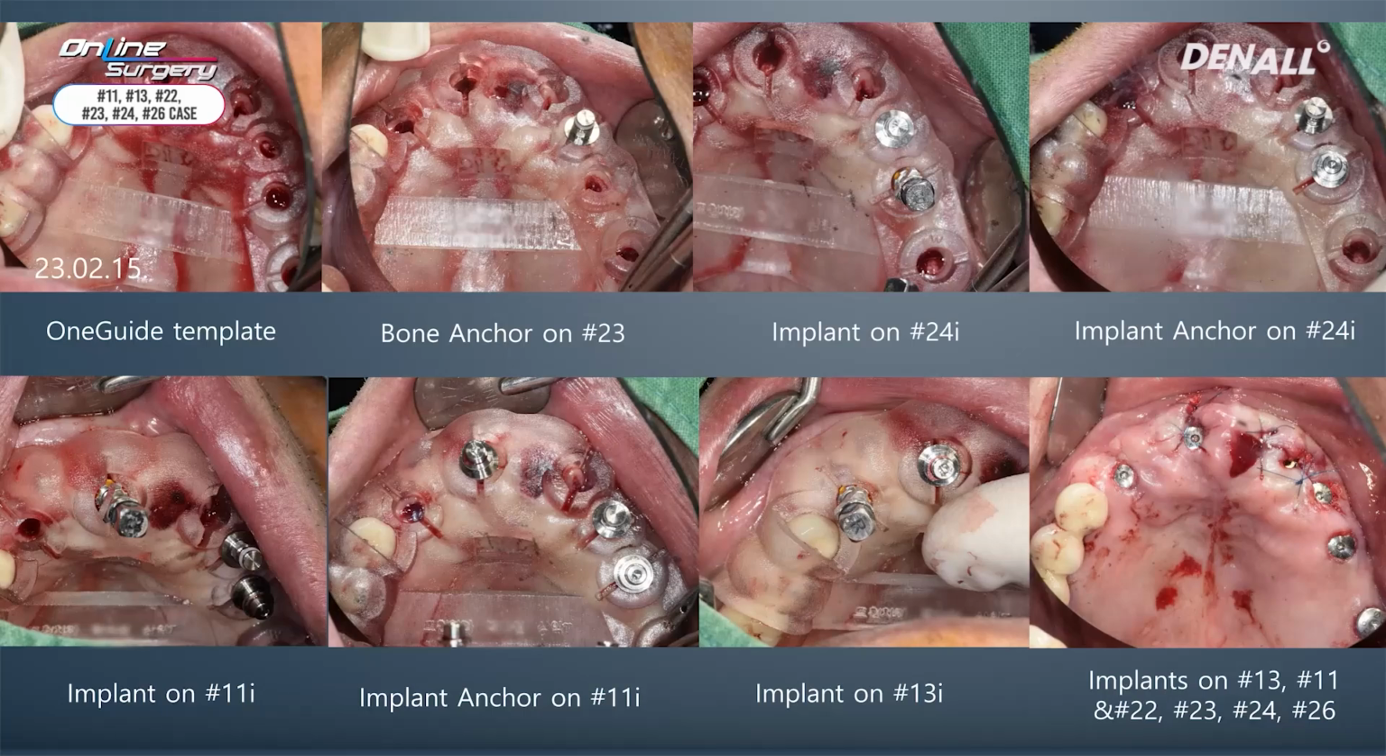There was an existing implant in the upper right area, and on the other side, in a symmetrical manner, in the canine and premolar area, bone anchor and implant anchors were used to fixate the template better.